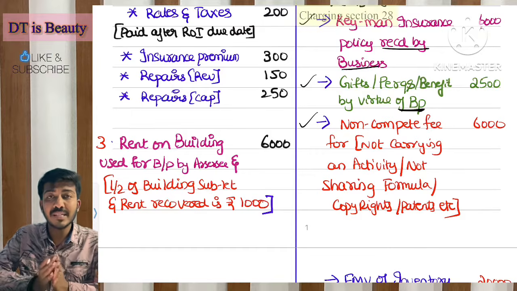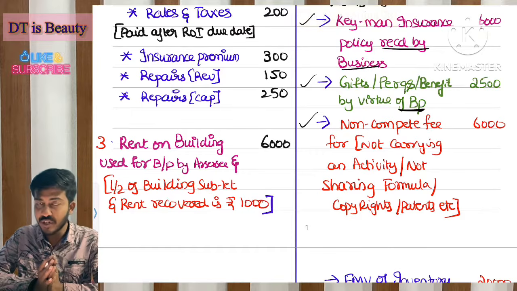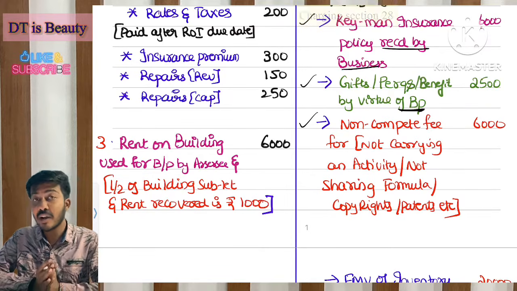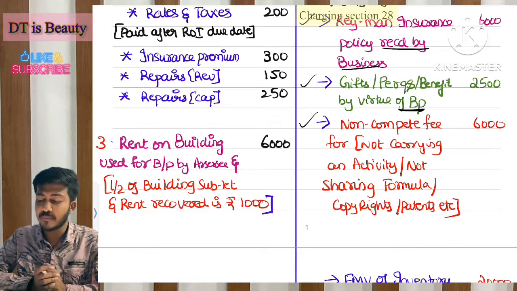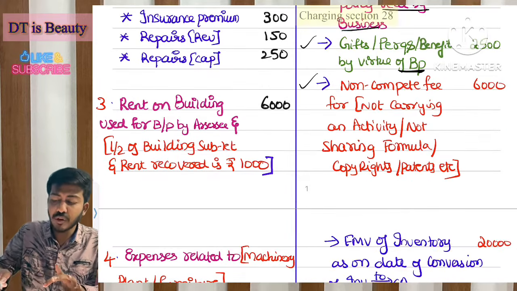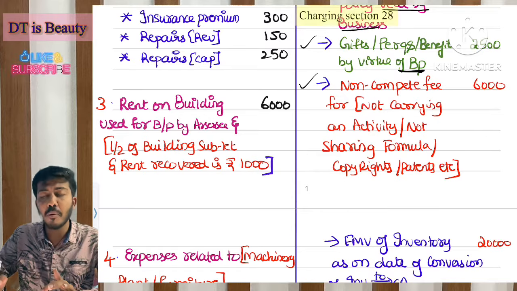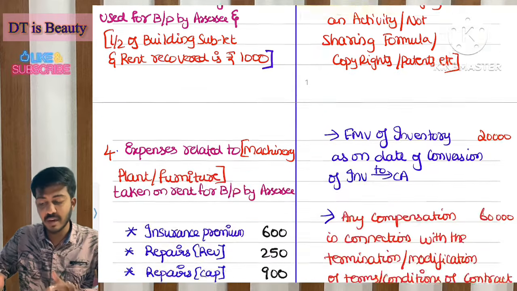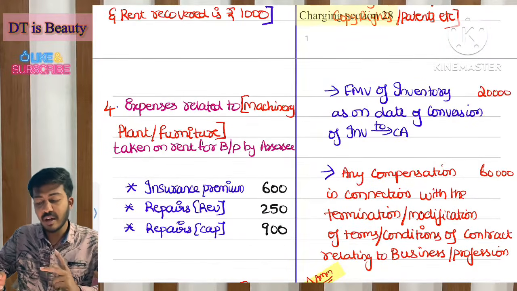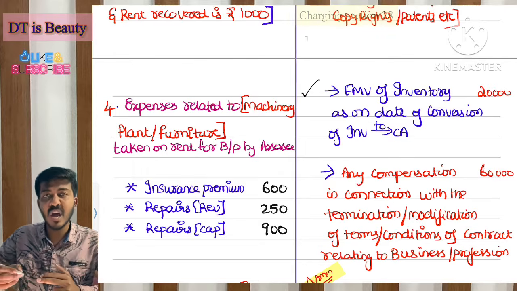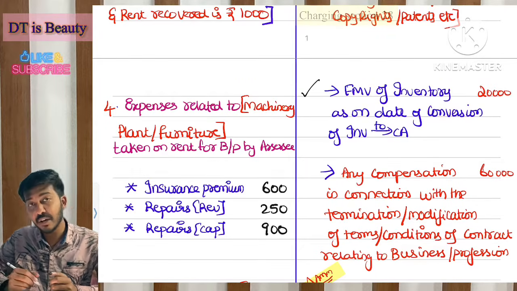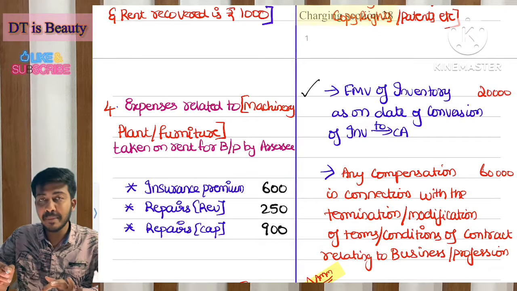The person who is receiving it receives it out of their business or profession, right? So they will have to credit it in their P&L. Similarly in our question, they got some non-compete fee and credited it into the P&L. Super, it is correct. It is for not carrying on any activity or not sharing formulas, copyrights, patents, etc. And fair market value of inventory as on the date of conversion of inventory to a capital asset. Yes, the PGBP charging section says take the market value on the date of conversion of the inventory to capital asset. It shall be the PGBP income.